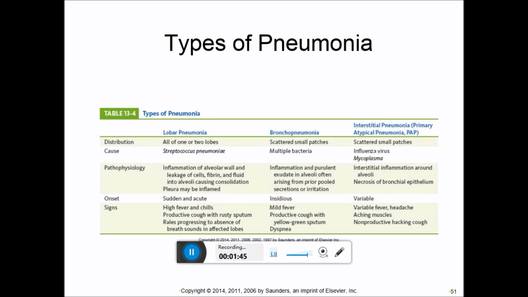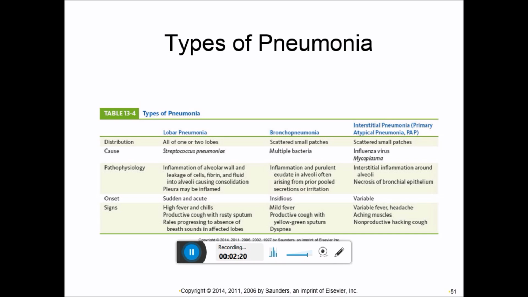Now, what is typical about pneumonia? High fever, productive cough. High fever and productive cough, this is typical. When you see it, it's pneumonia. Okay? Plus, rusty sputum. If you listen with a stethoscope, you can hear rales, and then it can be absent altogether. While the bronchopneumonia is usually productive cough with yellow-green sputum and dyspnea.